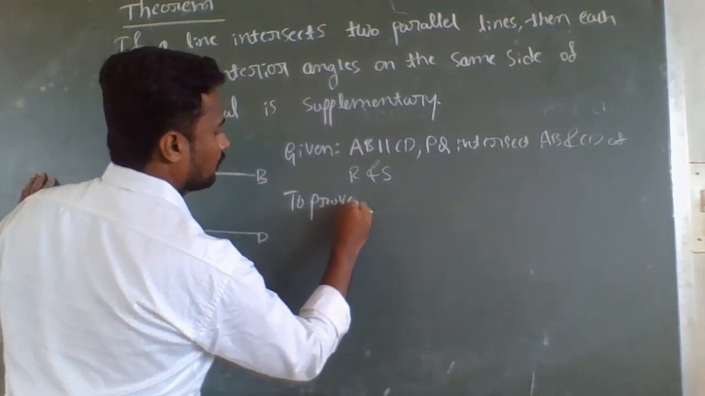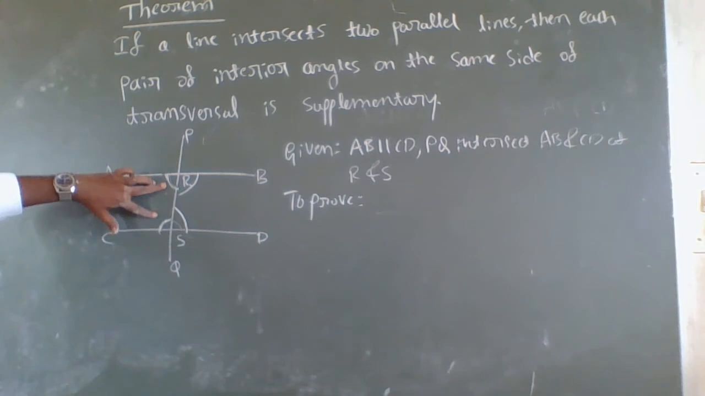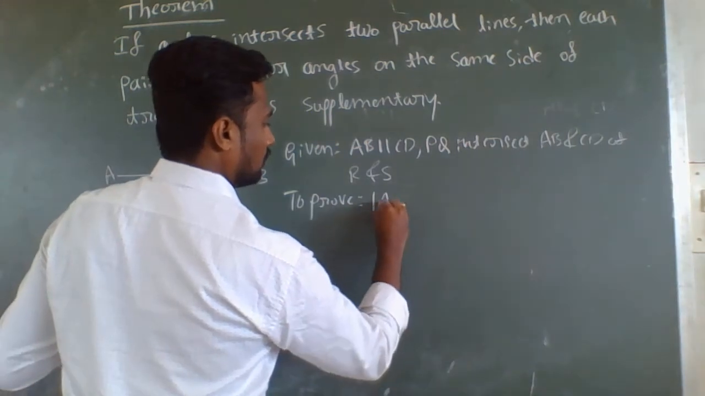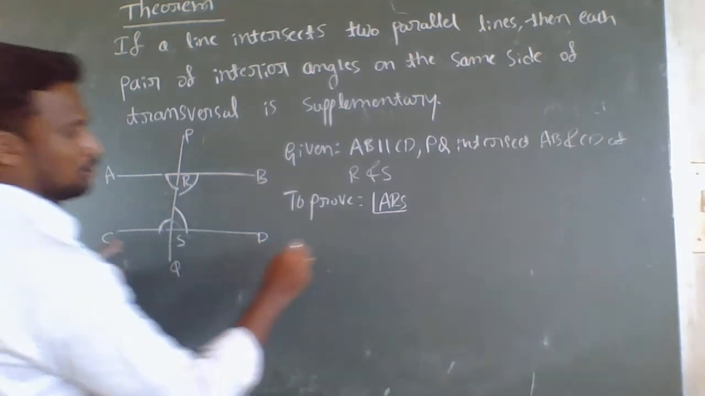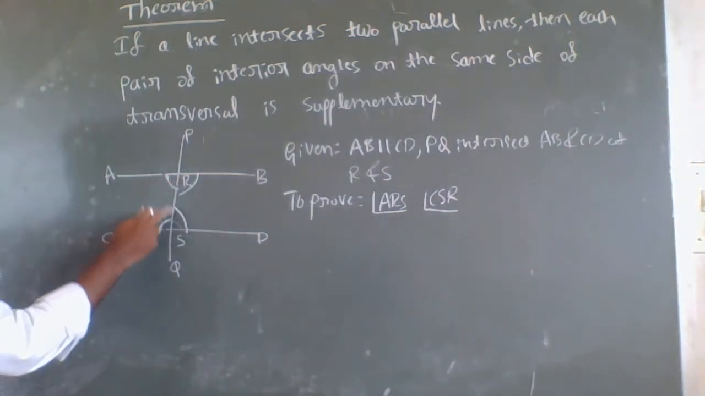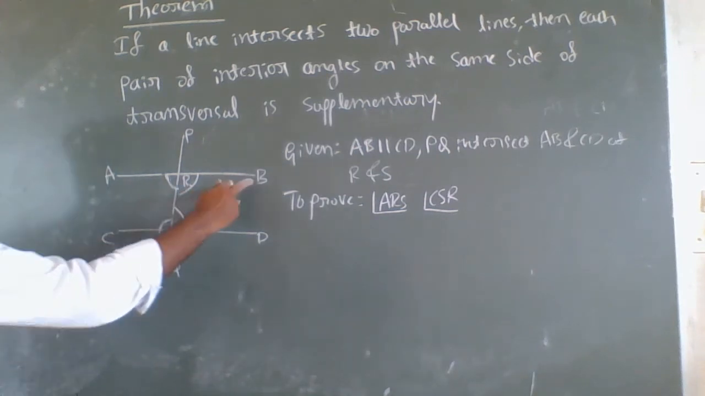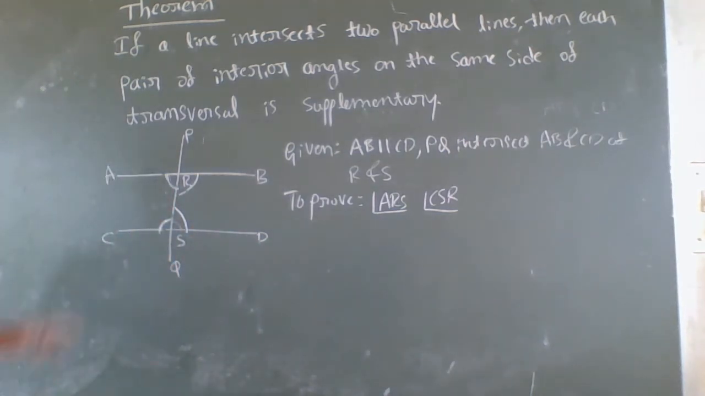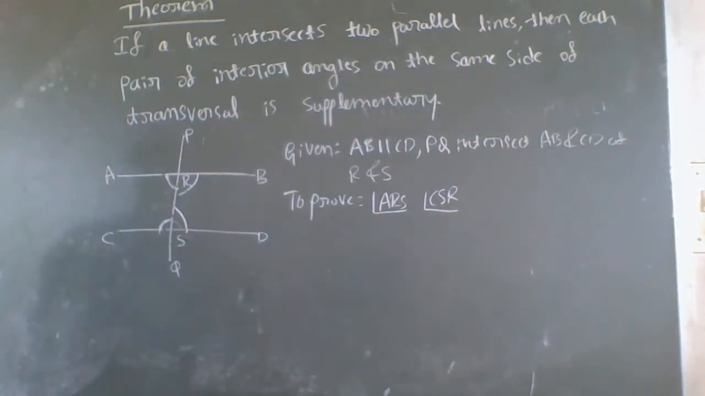what we have to prove here? Pair of interior angles on the same side means angle ARS and angle CSR are on the same side. These two angles, angle ARS and angle CSR, are on the same side. Like this only, here angle BRS and angle DSR are on the same side. So here, the pair of interior angles on the same side of the transversal is supplementary.